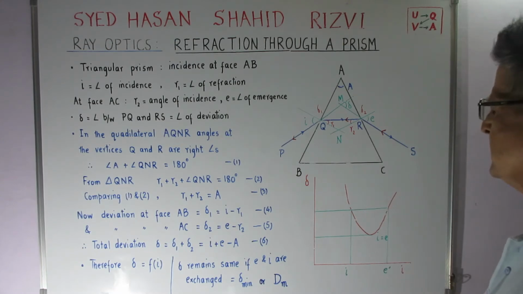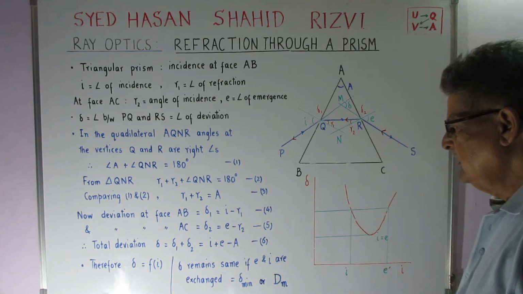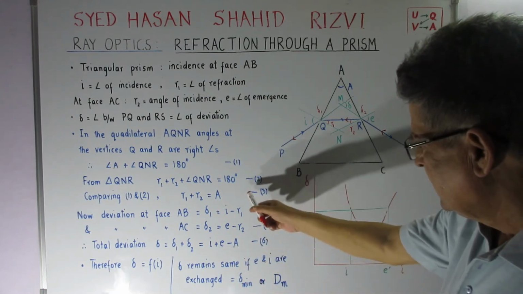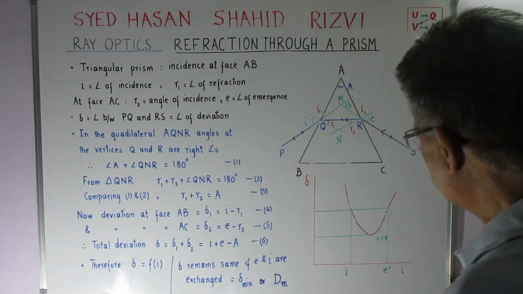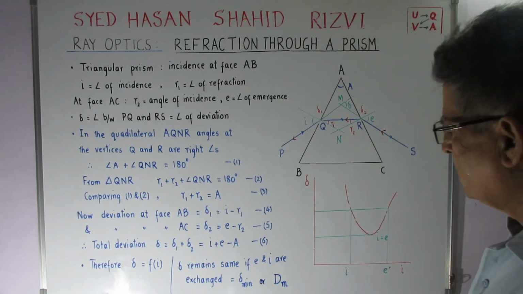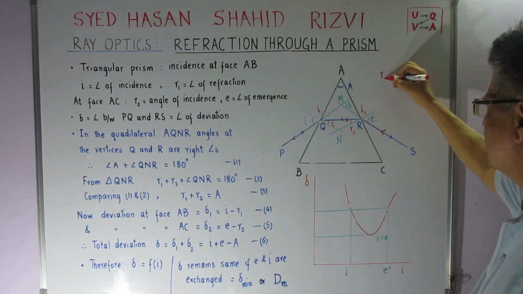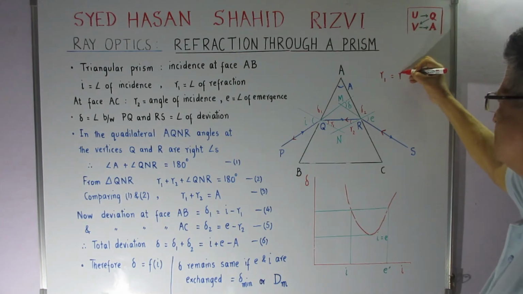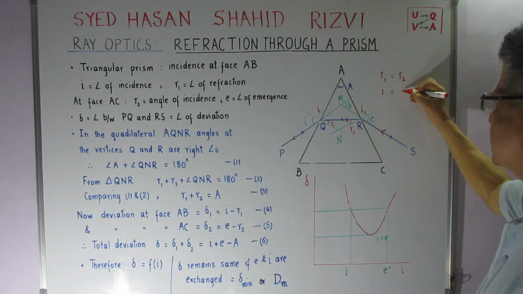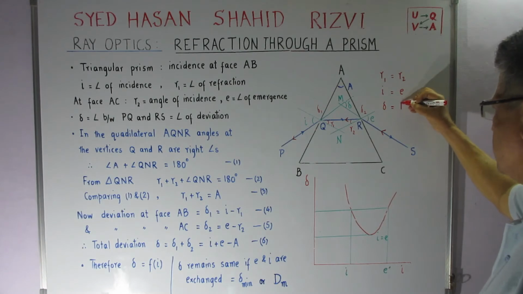The one thing which appears to me and to you also is that in case this deviation is there, then the angle I becomes equal to angle E, and in that case R1 becomes equal to R2. Because if it is coming like this, then this becomes R1, this becomes R2. So under the situation of minimum deviation, we find that R1 is equal to R2, and I is equal to E. They can be exchanged, and delta becomes equal to what I say Dm.